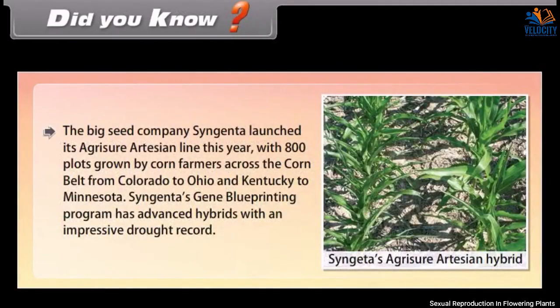Did you know? The big seed company Syngenta launched its Agrisure Artesian line this year with 800 plots grown by corn farmers across the Corn Belt, from Colorado to Ohio and Kentucky to Minnesota. Syngenta's gene blueprinting program has advanced hybrids with an impressive drought record.